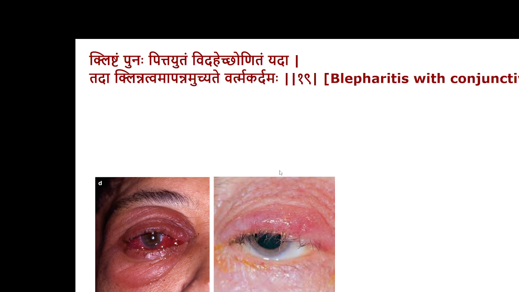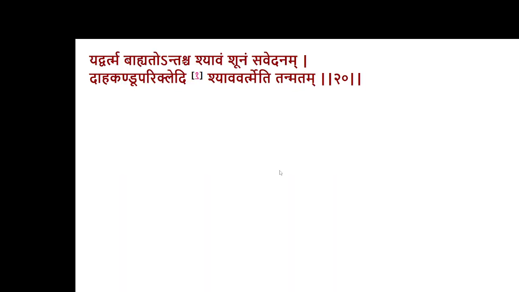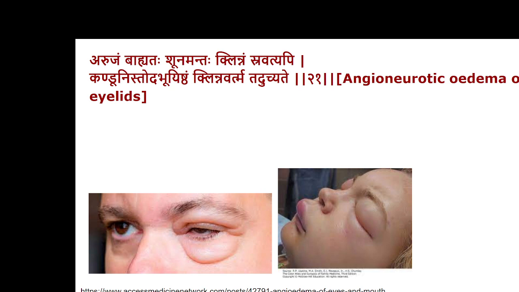From the current point of view, this also is a variant of blepharitis. Then: Yadvartma Bhashyato Antashta Shavam Shunam Savedanam Daha Kandu Parikleti Shava Vartmeti Tanmatam. When a similar condition produces a bluish discoloration and swelling with pain and itching, it comes as Shava Vartma. Now this also is a variation of blepharitis. In many blepharitis conditions, when there is vascular stasis, it presents with the same issue.